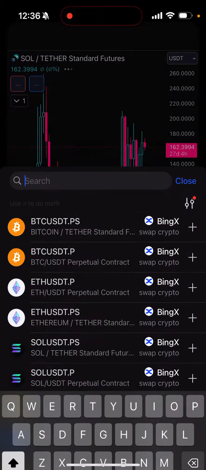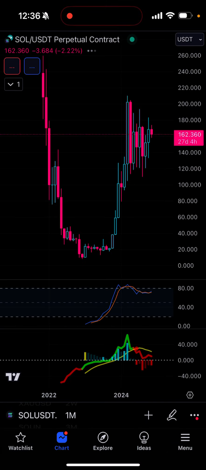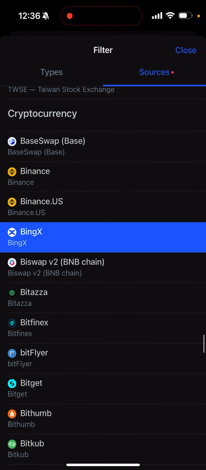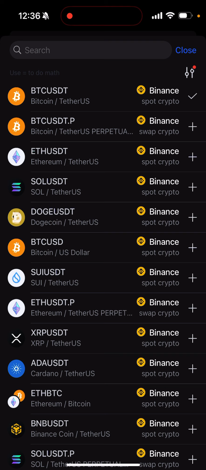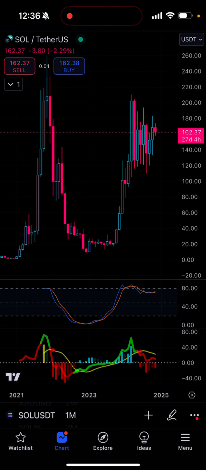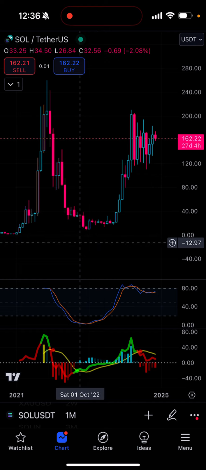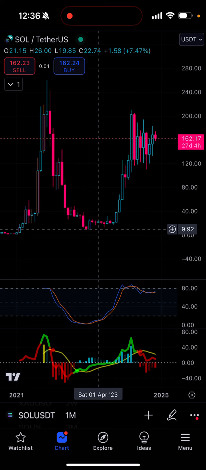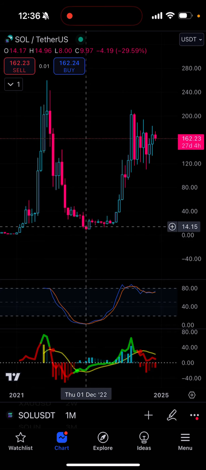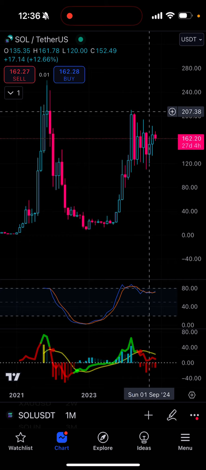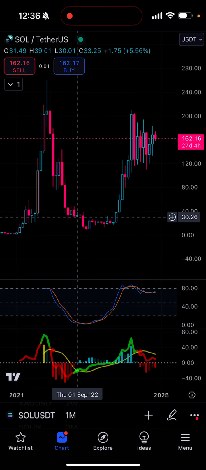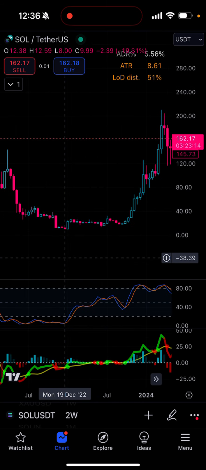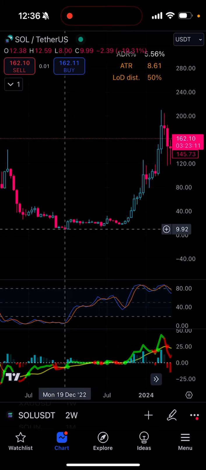Let's go on Sol, Sol Perpetual, should be the same thing. I think BingX is new, so let's do regular Binance, because we need to have a higher time frame. Again, you would have purchased Sol right here at the close at 31 bucks. Obviously, it would have dropped a little bit further, but eventually you would have gotten back to about 200 bucks. Maybe drop down to the 2 week. You would have probably bought Sol again right here at this entry at 24 bucks.